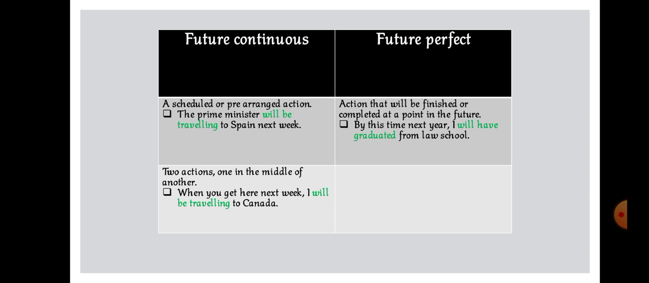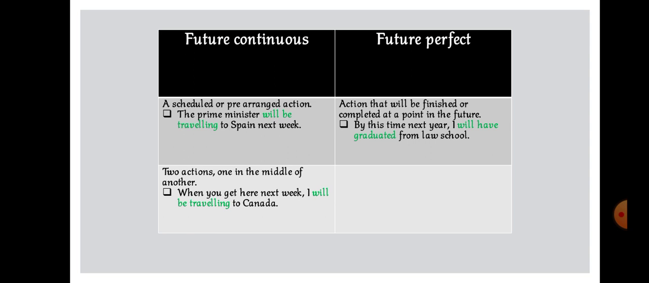So the situation where we use future perfect tense to talk about our future is when you want to talk about any action that will be finished or completed at a point in the future. At some point in the future, that action will be completed. When you talk about those actions, you use future perfect tense. By this time next week, I will have graduated from law school.